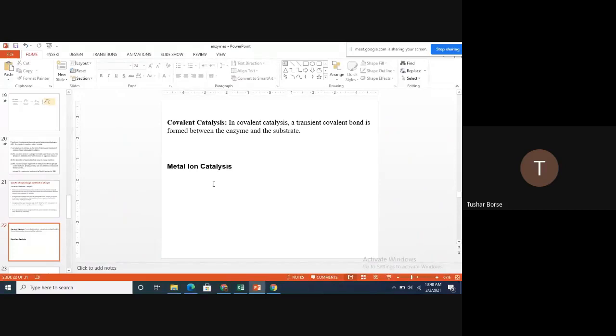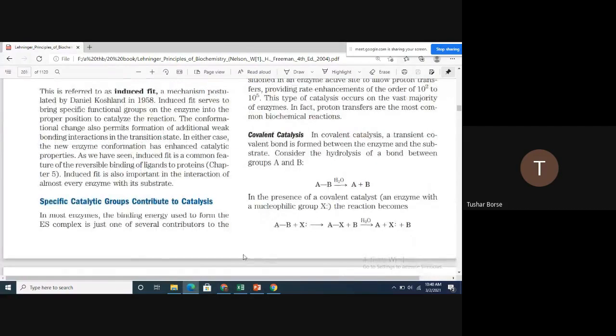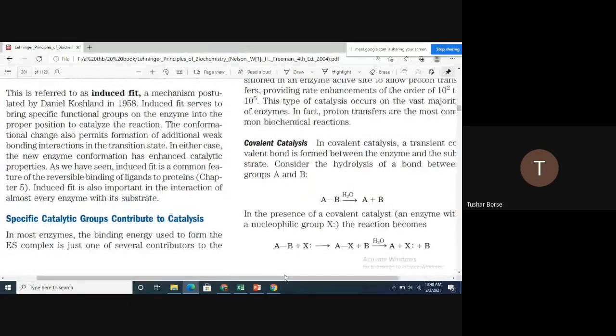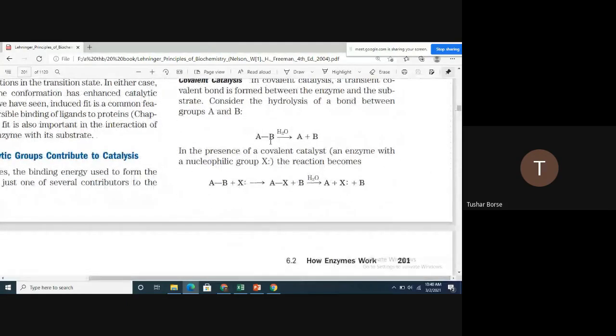Second one is called the covalent catalysis. Now this covalent catalysis is easy to understand. Again, I will go back to the book. In the book, all these reactions are given, so you can refer to it afterwards. So you can see here the covalent catalysis. See what happens in the covalent catalysis. So it is the AB which is converted into A plus B. Okay, so in presence of water, without the enzyme, the reaction can occur, but it will take a longer time.